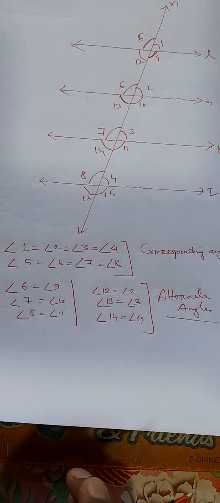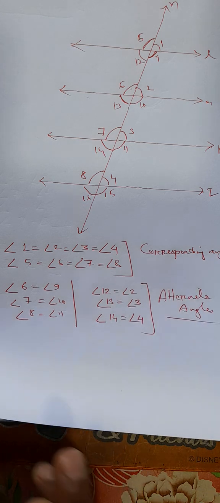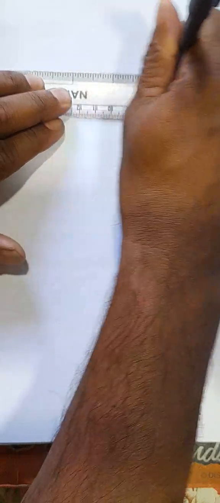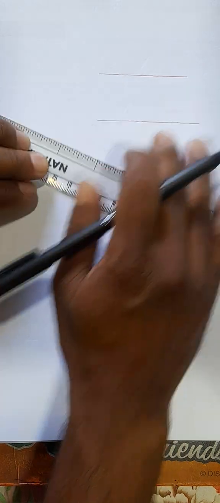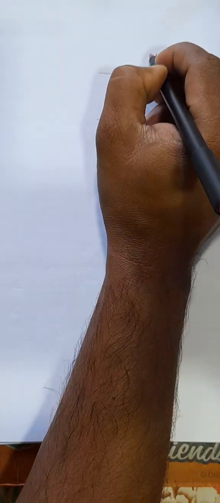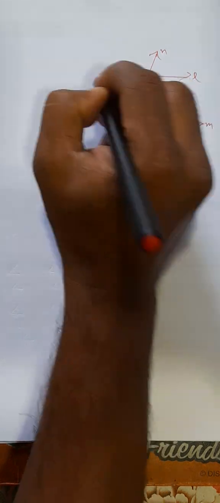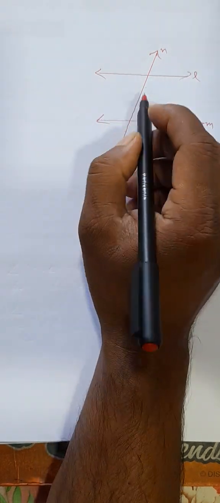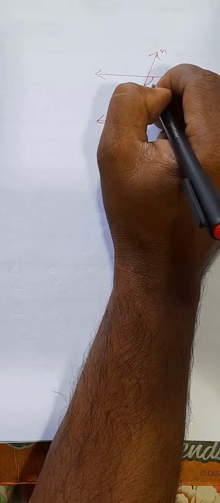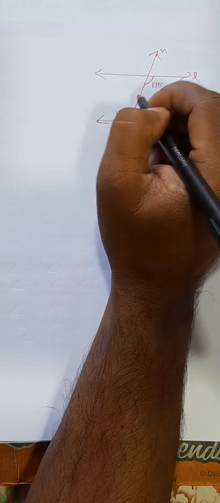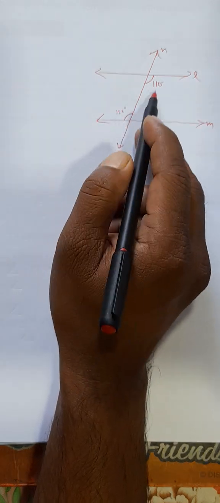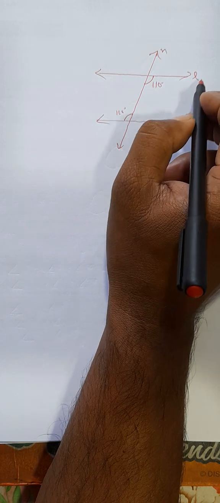So we conclude that when two or more parallel lines are intersected by a transversal, corresponding angles are equal and alternate angles are also equal. Now suppose you find that two lines are intersected by a transversal. Suppose this is N, L, M. These two lines are intersected by a transversal and you do not know that L is parallel to M, but say you are given that this angle is 110 degrees and this angle is 110 degrees. So this condition is enough to conclude that L is parallel to M.